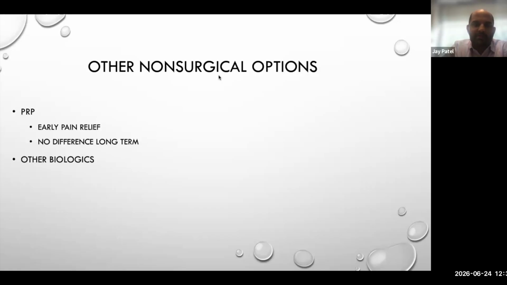If you look at other biologics, such as bone marrow concentrates and stem cells, all of these have no conclusive evidence. This is not something that I offer patients. We do PRP injections in our clinic for some other issues, but I've never offered patients PRP injections for lateral ankle ligament injuries. Again, it just does not have literature supporting it.